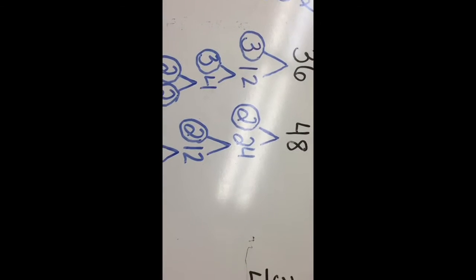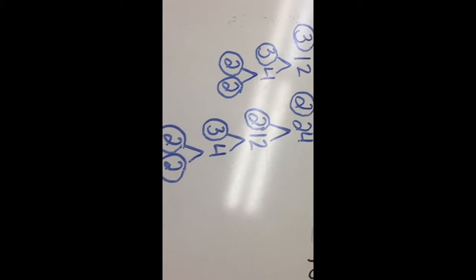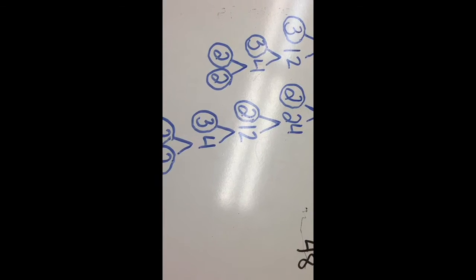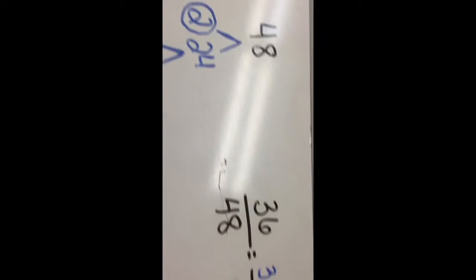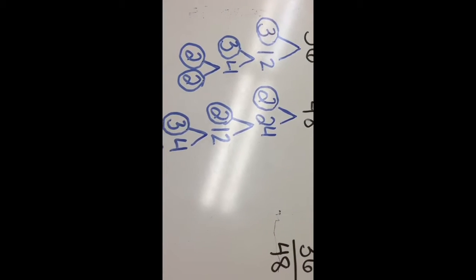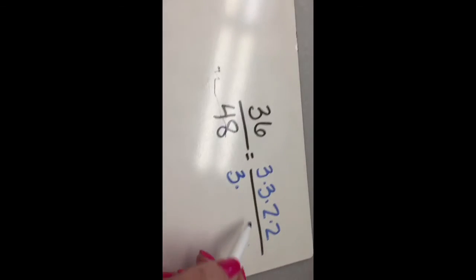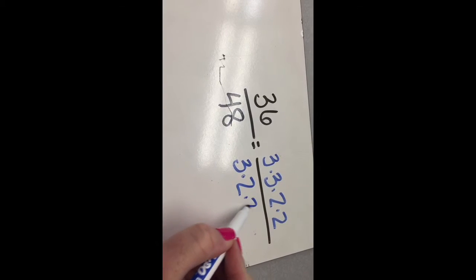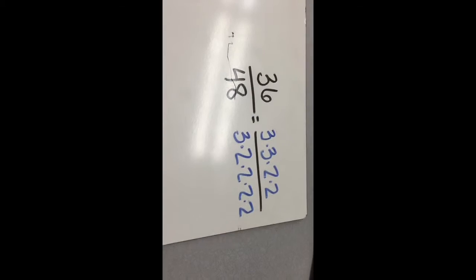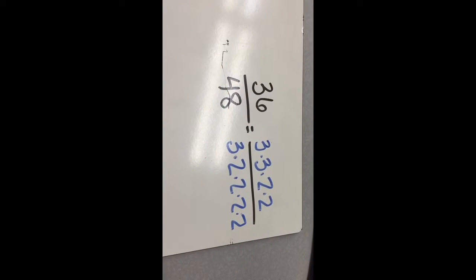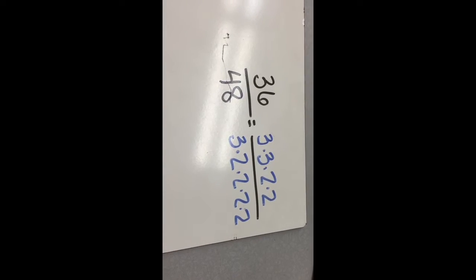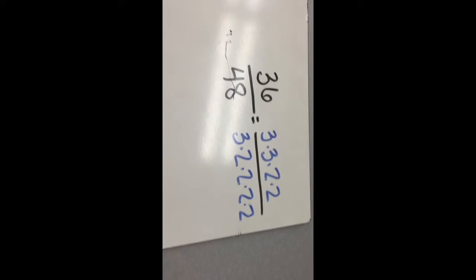Let's do the same with the number 48. I have a bunch of 2's. I'm looking for a 3 so I can keep it even. So I have 3 times 2 times 2 times 2 times 2. We'll start with the 3 here, and again, how many 2's do we have? 1, 2, 3, 4. So 3 times 2 times 2 times 2 times 2. Good. When we multiply that out, 3 times 2 is 6, times 2 is 12, times 2 is 24, times 2 is 48. So both of these are broken down into their prime factors.